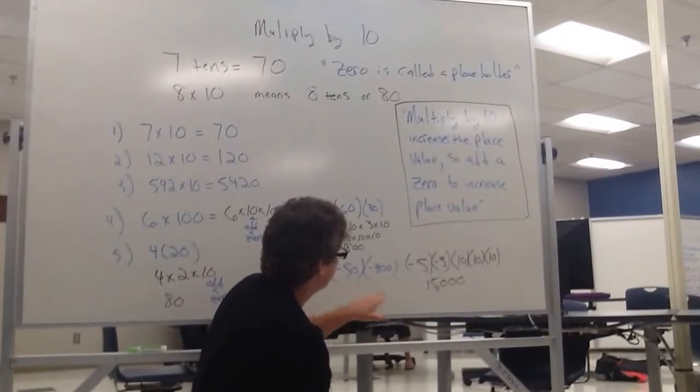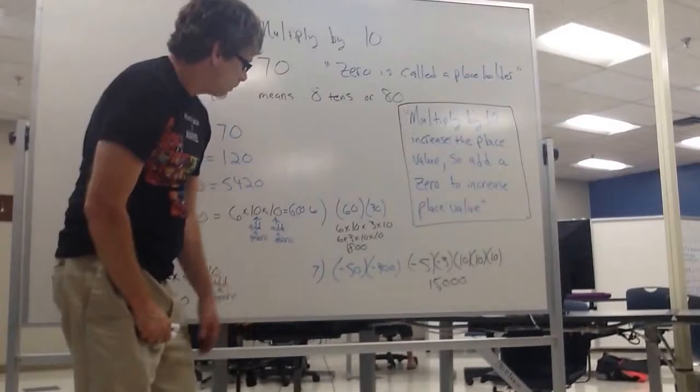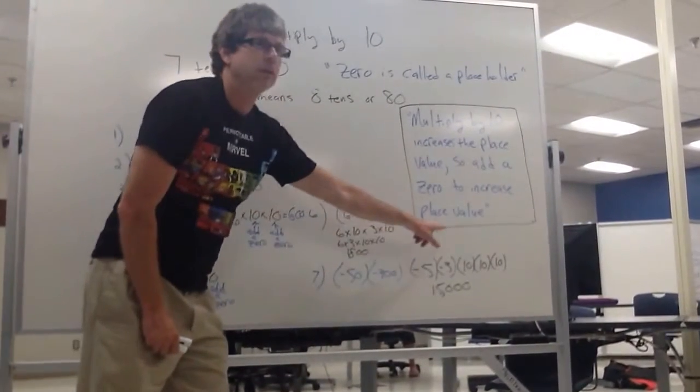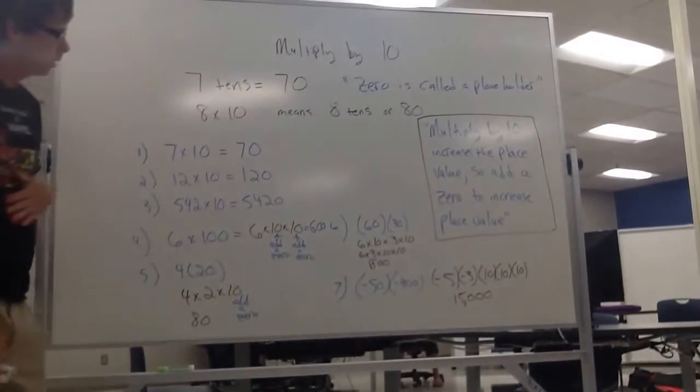So that's an easy way to mentally do this problem, because I really wouldn't even have to write that down. I can mentally see that -5 times -3 is 15, stick on 3 zeros. And you do that problem without a whole lot of effort.